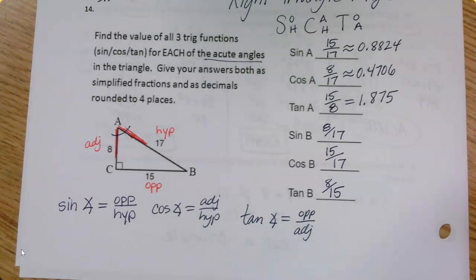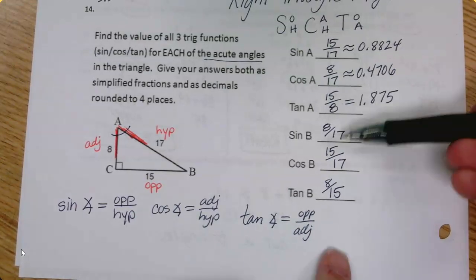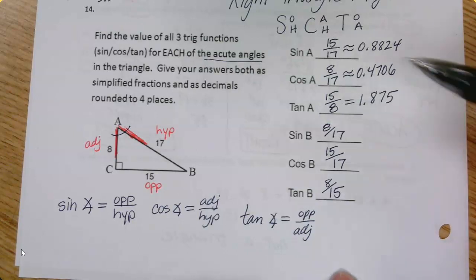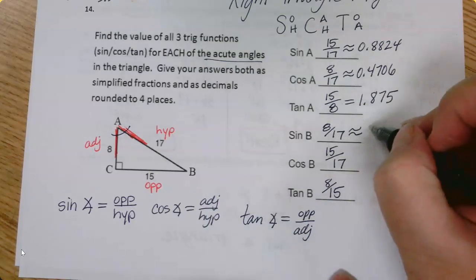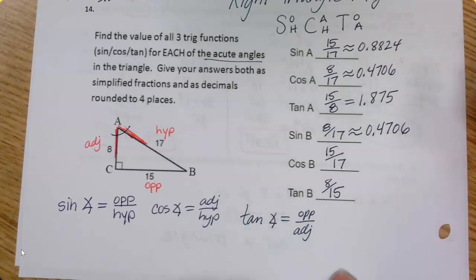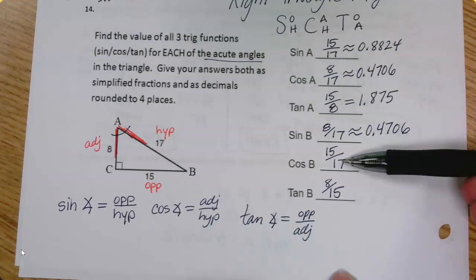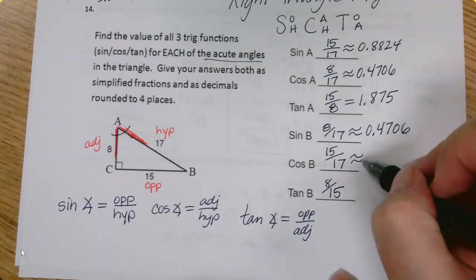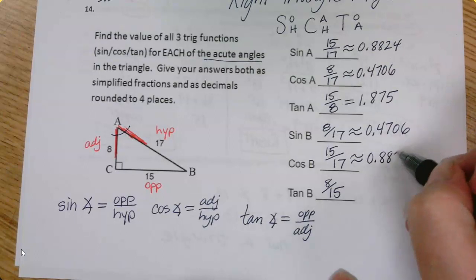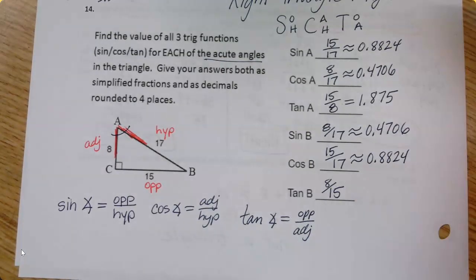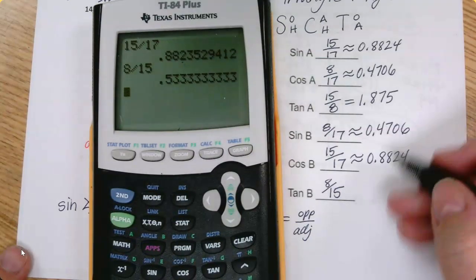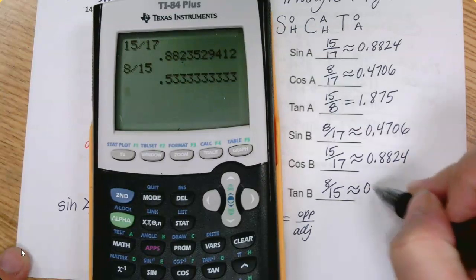All right, what I'd like you to notice here is that I already know what 8/17 is as a decimal because it's the same here and here. So that's 0.4706. I already know what 15/17 is as a decimal because it's right up here. So that's 0.8824. I don't know 8/15, so let's change that to a decimal. 8 over 15 is 0.53, repeating forever and always.